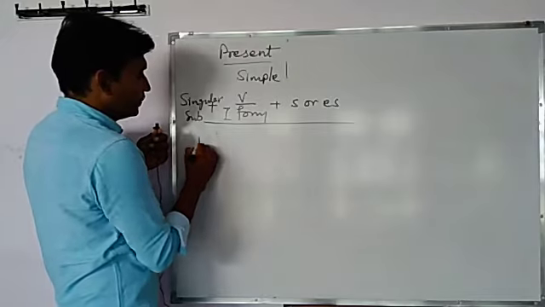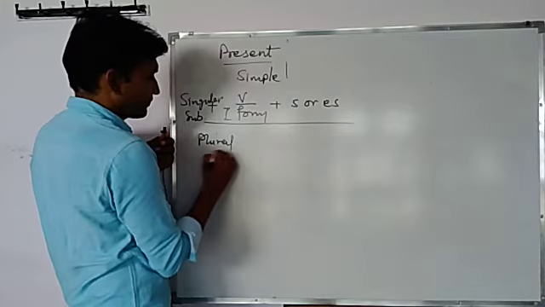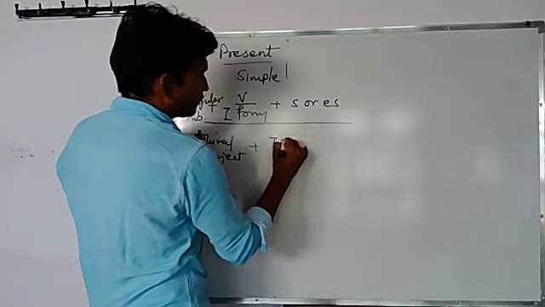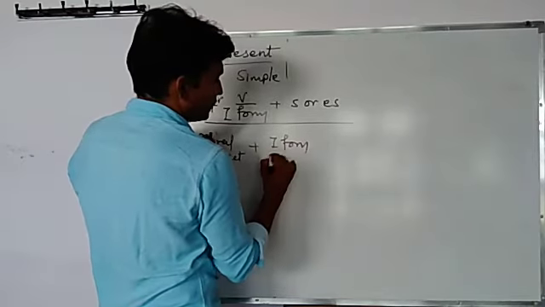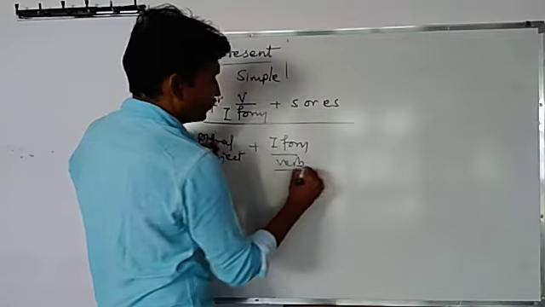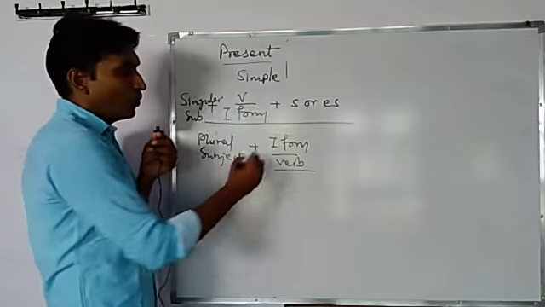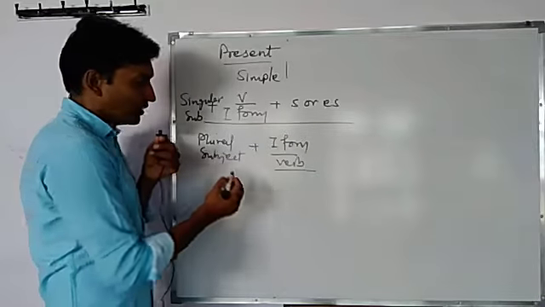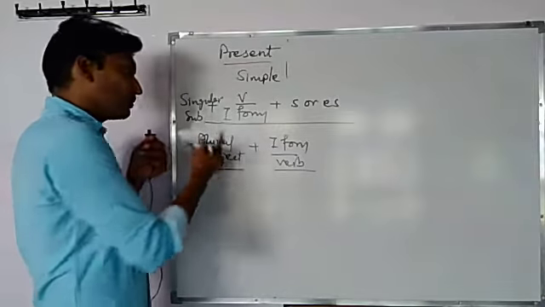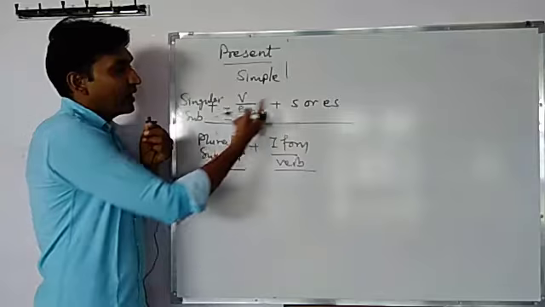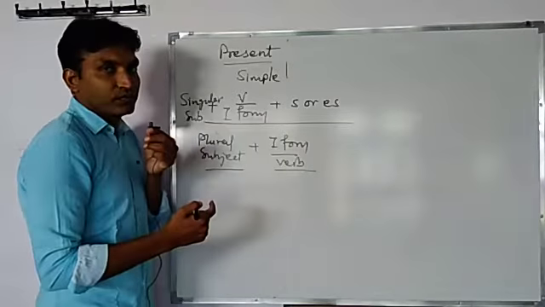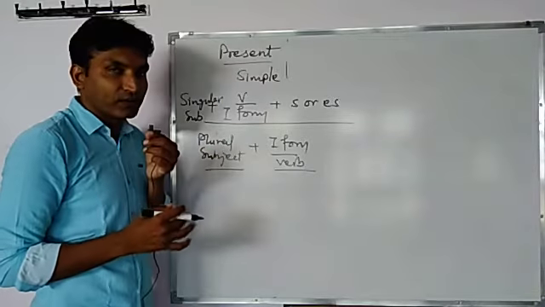And with plural subjects, only the first form of the verb is used. No s or es is added to the first form because the subject is plural. If the subject is singular, then s or es is added to the first form. This is the identification of present simple.